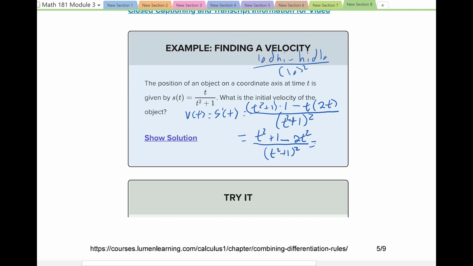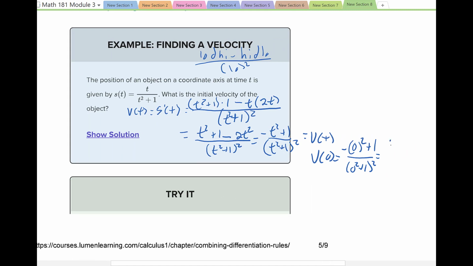So if we do that subtraction, we end up with t squared minus 2t squared is negative t squared, plus 1, over t squared plus 1 squared. So they want to know what it is, and that's our velocity. What's our initial velocity? That's going to be negative 0 squared plus 1 over 0 squared plus 1 squared. So that's going to give us 1 over 1. So it's 1.